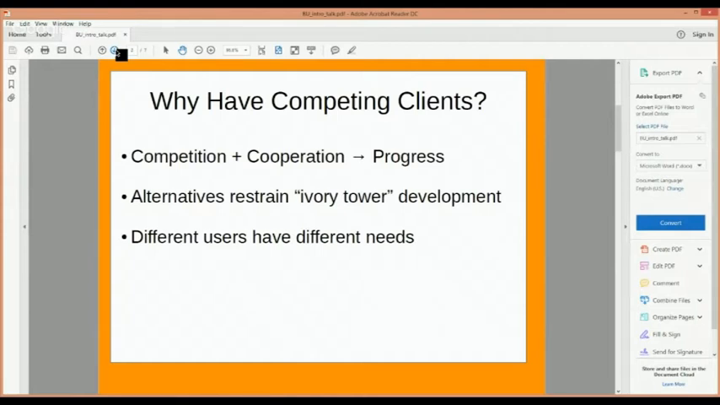Also, if you have alternatives, it restrains ivory tower development. What I mean by that is the development team going off and doing something that the user base doesn't want. And then finally, different clients can meet different needs. The needs of a miner are very different from the needs of an exchange, which might be different from the needs of a home user who's running a Bitcoin node, not to make money, but just as a hobby.